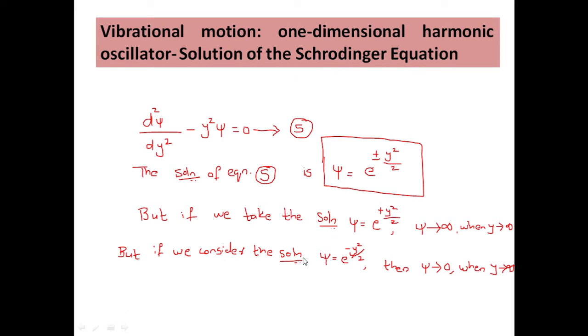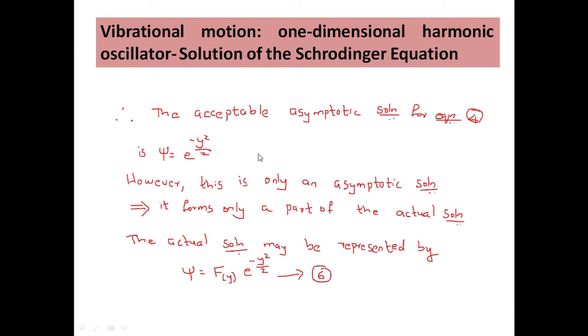But if we consider the solution psi is equal to e raised to minus y squared by 2, then as y tends to infinity, this becomes e raised to minus infinity, that is 0. That is, psi tends to 0 when y tends to infinity. So this is the acceptable wave function. Therefore, the asymptotic solution of equation 4 is psi is equal to e raised to minus y squared by 2.